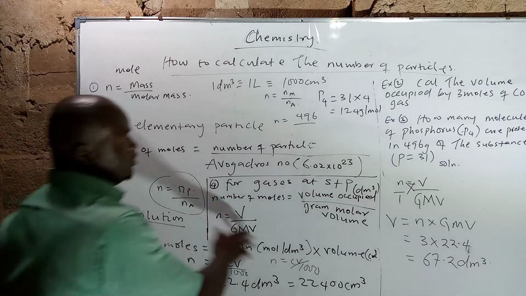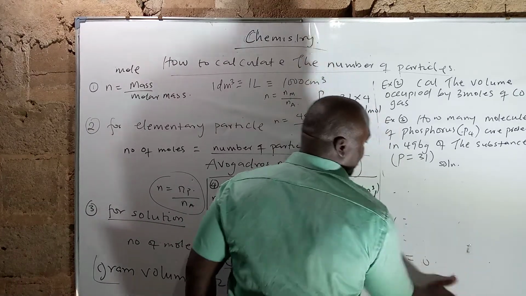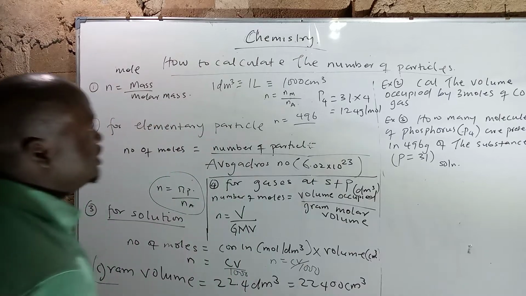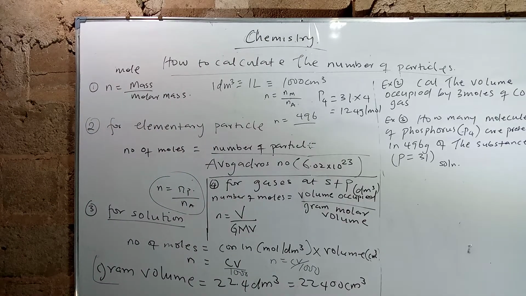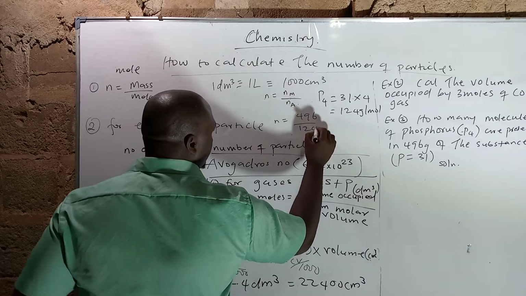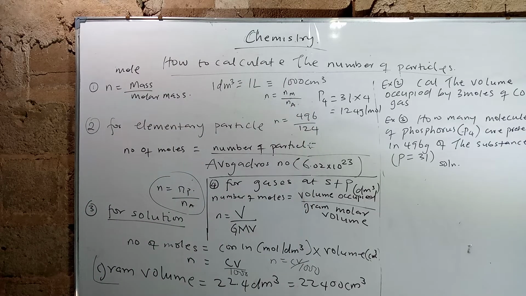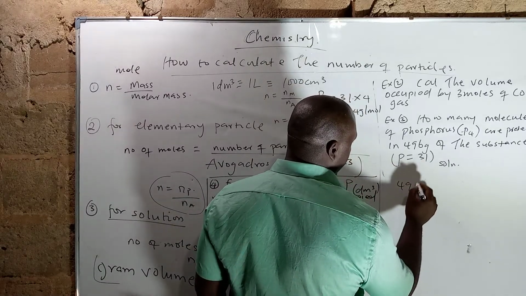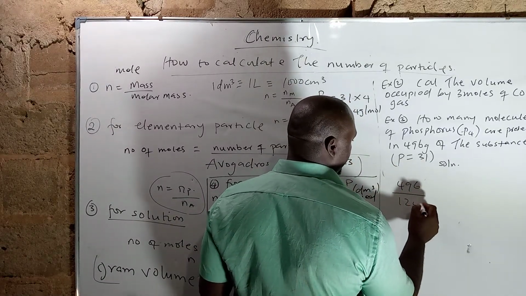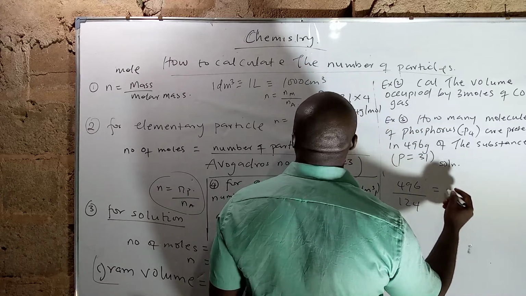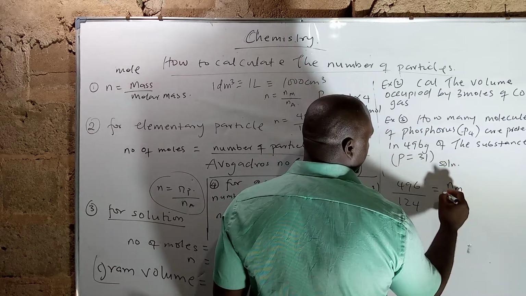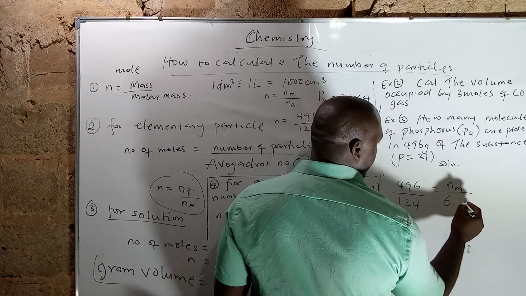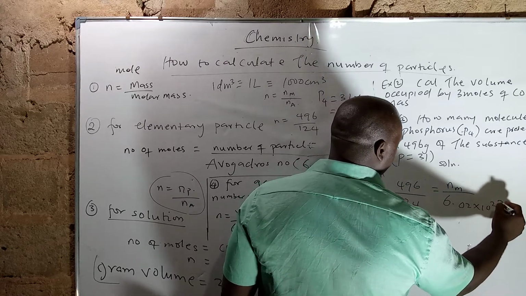Now, I don't want to clean this formula. That's why I'm trying to conserve space. Now, the next thing is you divide 496 by 124. Now, it will give you what in moles. Now, let me write it here. So this is 496 divided by 124 is equal to the number of molecules they want you to calculate, all over 6.02 times 10 raised to the power of 23.